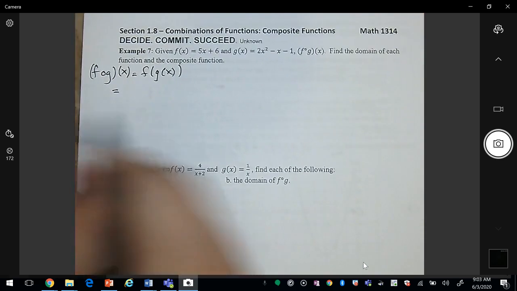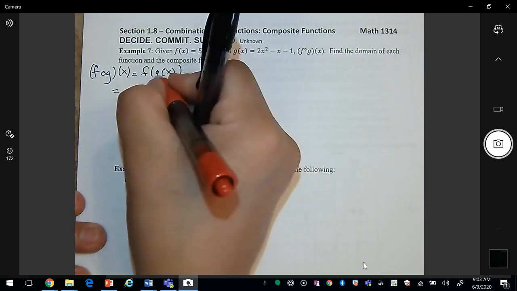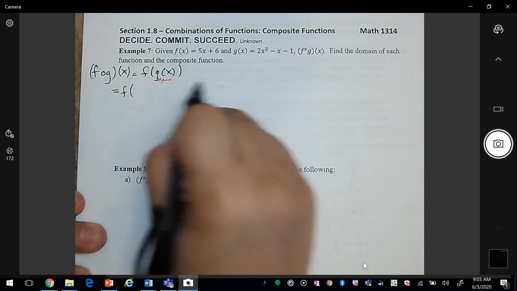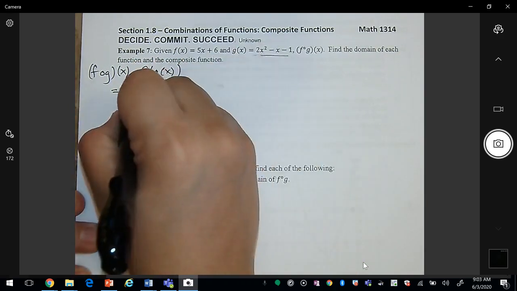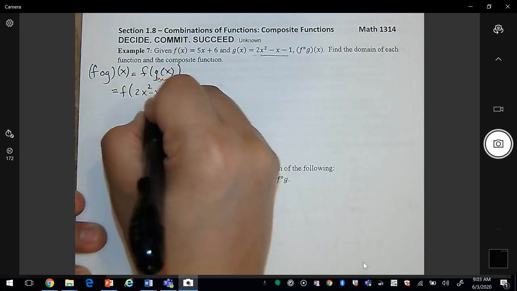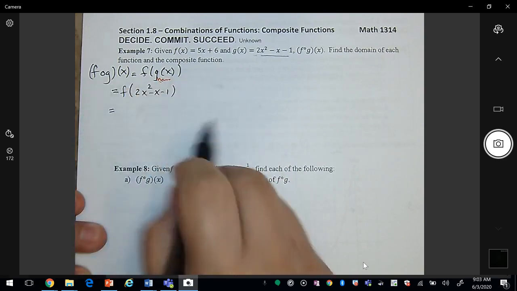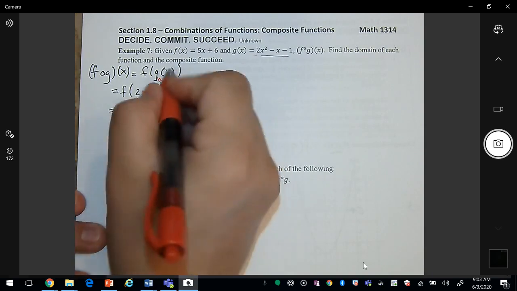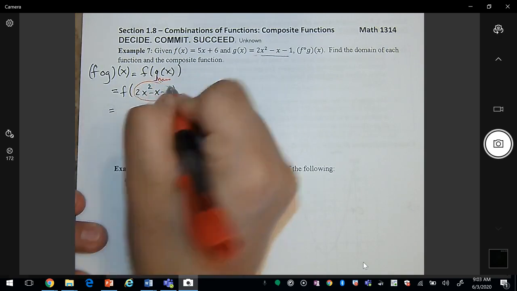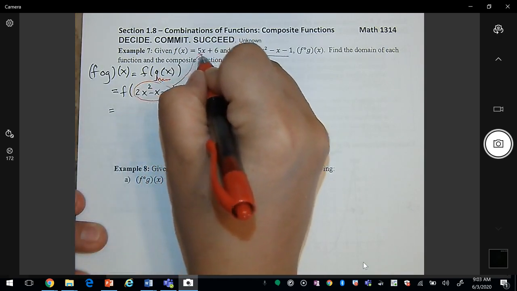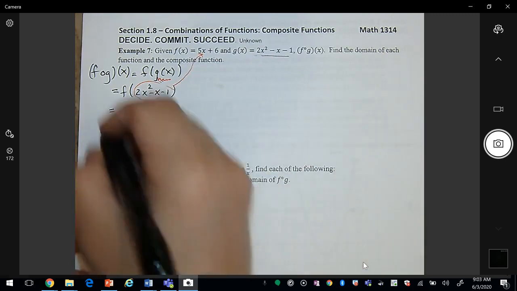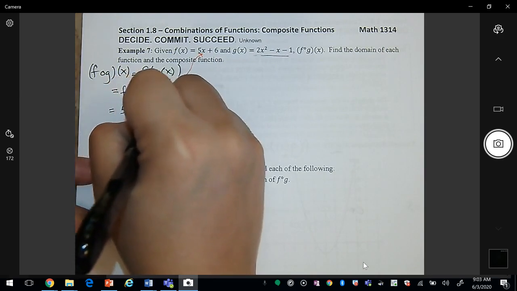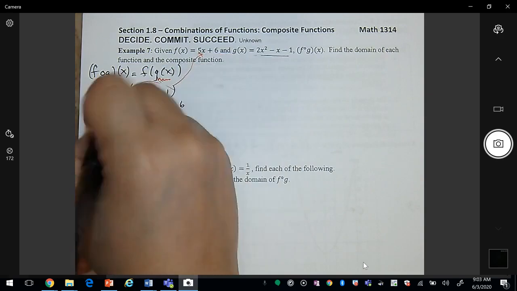So first, you want to do the inside of the parentheses. So here we get f of g of x is given by this right here. So that's 2x squared minus x minus 1. And now we need to evaluate the function f at 2x squared minus x minus 1. So that means that we're taking all of this and plugging it in for this x in the function f. So here we get 5 times 2x squared minus x minus 1 plus 6.